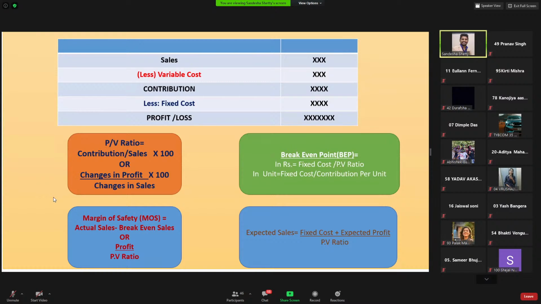So now break-even point is the exact point where the profit or loss is not there. That means your cost is equal to sale. In short, I can say that your cost is equal to sale. When there should be no profit or no loss, that means your cost will be equal to sales. Am I audible to everyone?